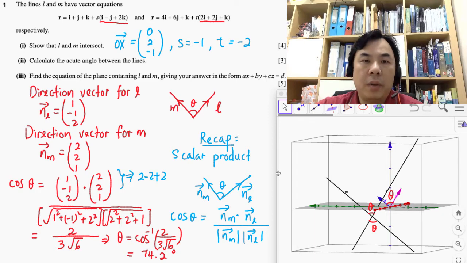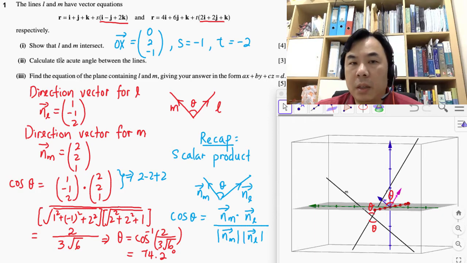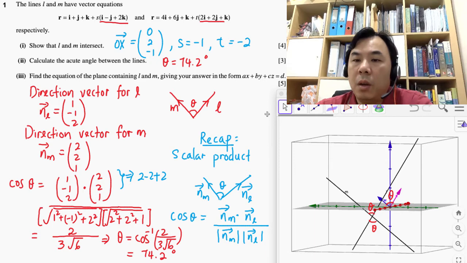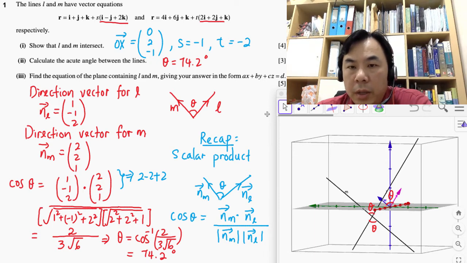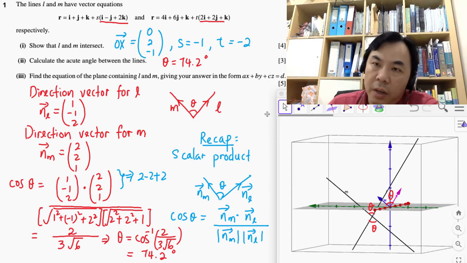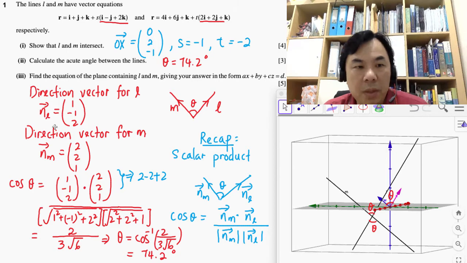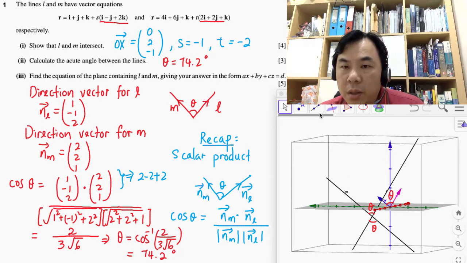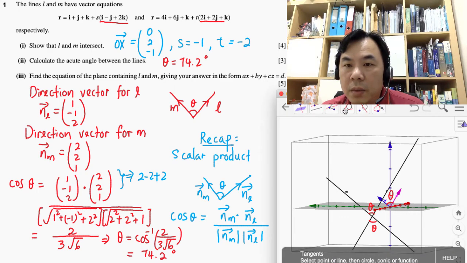Now we have managed to calculate the acute angle between the lines here. I'm going to write it down as 74.2 degrees here. I hope that is clear at this point. Of course, I can use the software to verify whether that angle is actually 74.2. Let me give it a try. If it works, then we use it. If it doesn't, we can discard this.